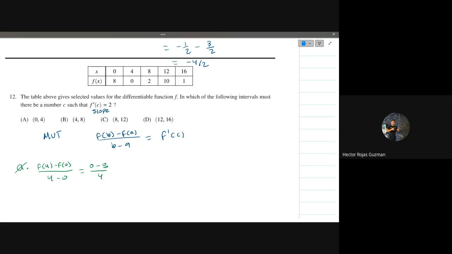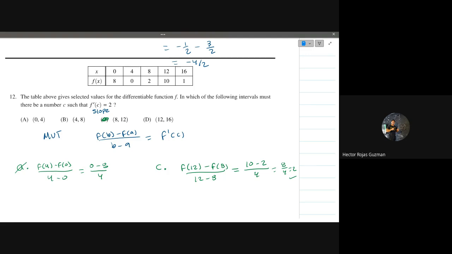So if I skim through all of these, I want to make sure my numbers are increasing. So maybe the answer is going to be right here because the function increased, right, from 2 to 10. So let's see. C. f of 12 minus f of 8 divided by 12 minus 8. That's going to be 10 minus 2 divided by 4, which is 8 over 4, which is 2. That checks out. The answer is C.